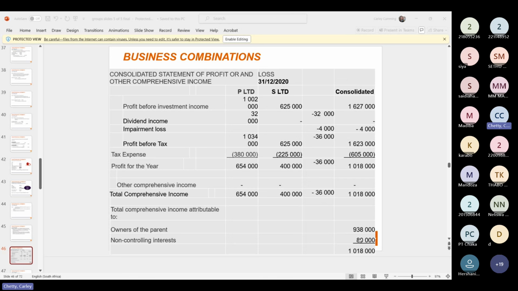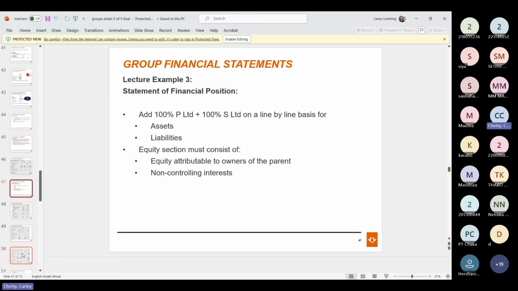So here you will take the non-controlling interest amount from our analysis of owner's equity in part C on slide 36, and then the owners of the parent will be the balancing figure. And in this scenario, it is 938,000. So that is our consolidated statement of profit or loss.